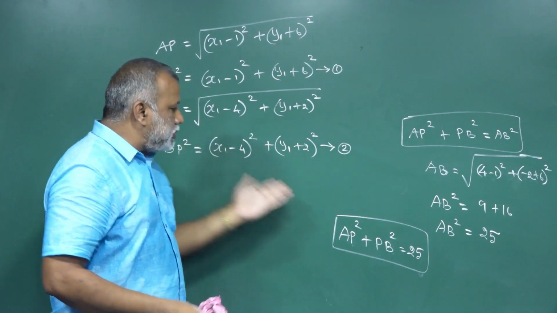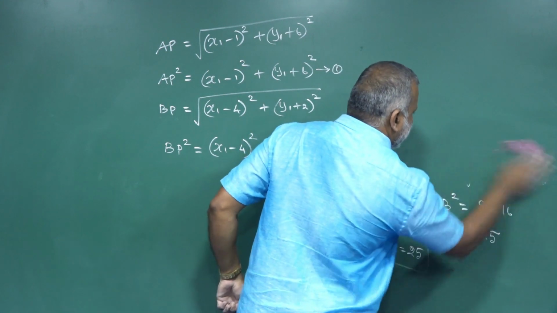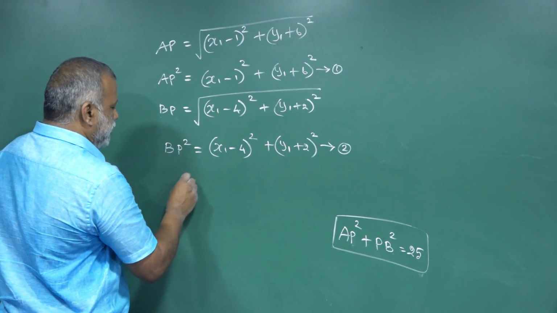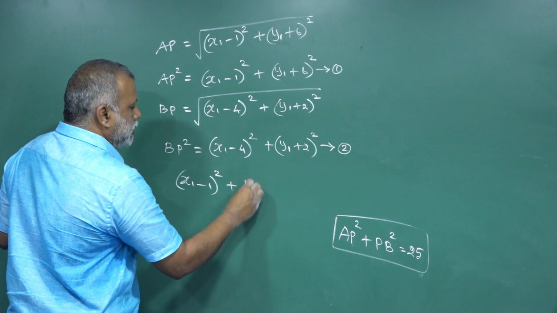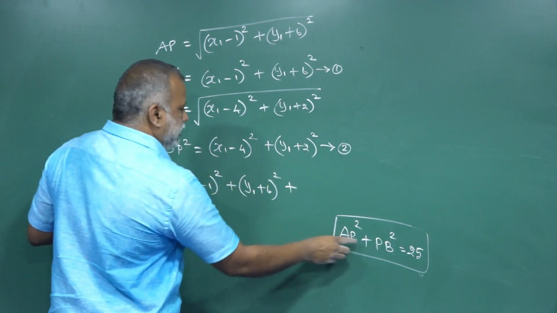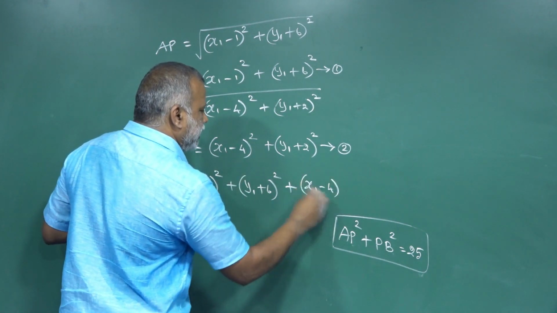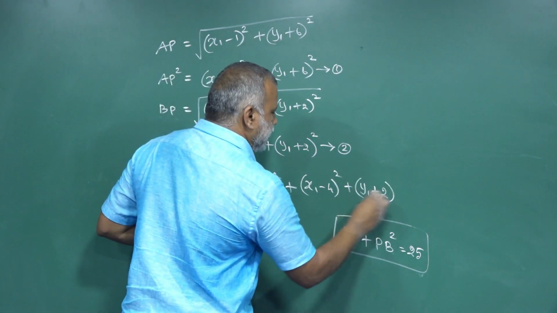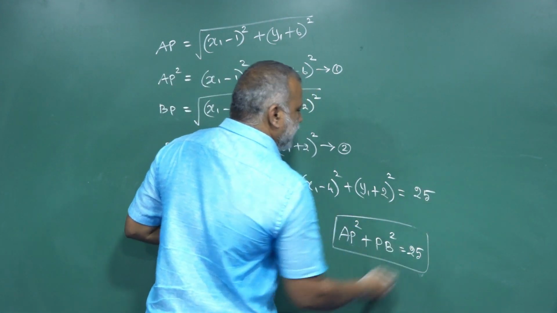So you have to use these data here. Just AP squared. This is AP squared: (x1 minus 1) the whole squared plus (y1 plus 6) the whole squared. Again BP squared is nothing but (x1 minus 4) the whole squared, then plus (y1 plus 2) the whole squared, equal to 25.